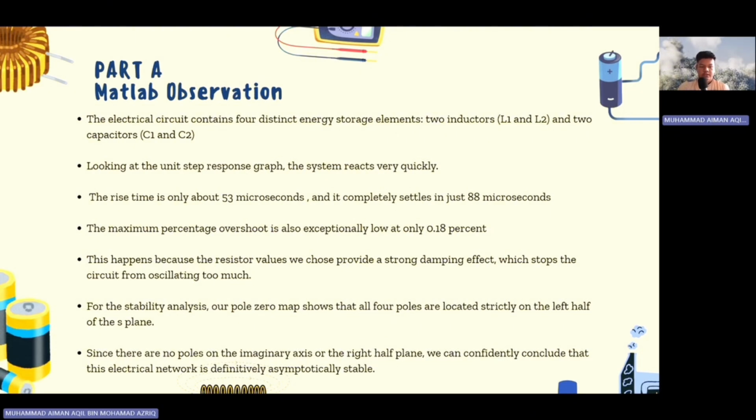And for the stability analysis, our pole-zero map shows that all four poles are located strictly on the left half of the S plane. Since there are no poles on the imaginary axis or the right half plane, we can confidently conclude that this electrical network is definitely stable. So that's it from me for part A. I will pass to the next presenter to explain part B.